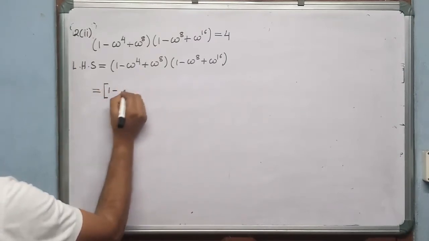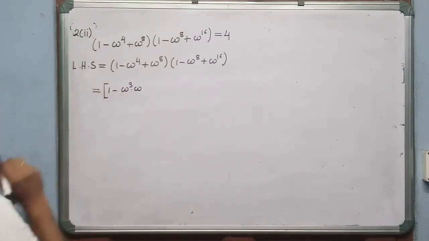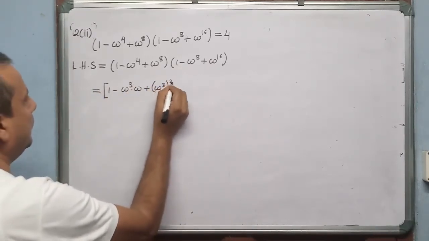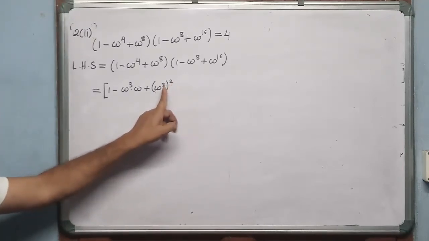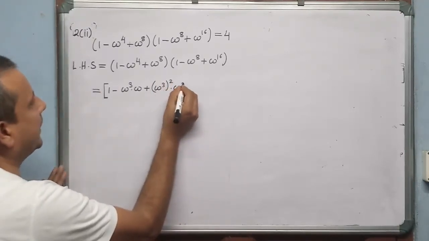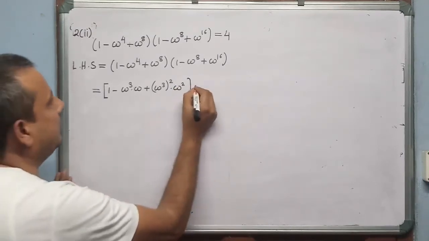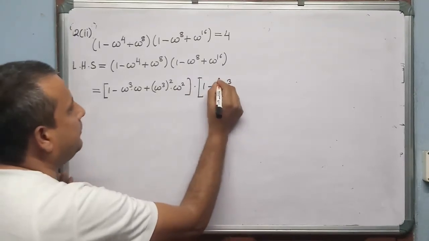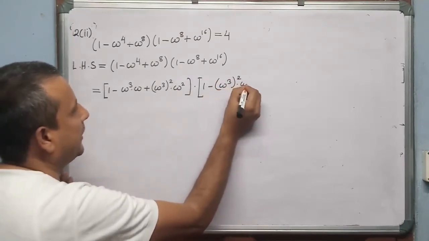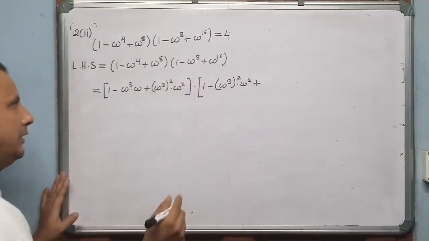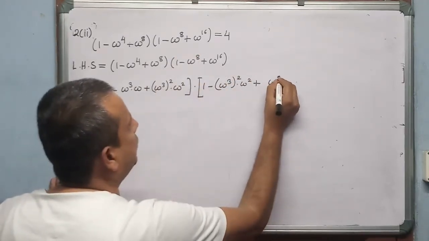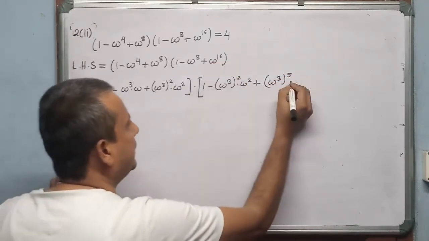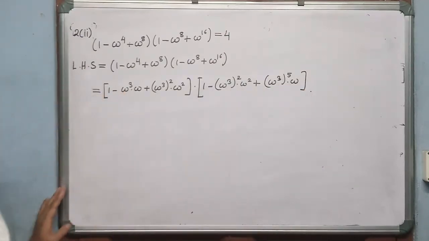1 minus omega to the power 4 means we can write omega cubed into omega. Omega to the power 8 means we can write omega cubed whole square, 3 times 2 is 6, into omega square, into again 1 minus omega to the power 8. I'll write omega cubed whole square, again 3 times 2 is 6, into omega square, plus omega cubed to the power 5, 5 times 3 is 15, and 16 is there, into omega. This way you can simplify the omega.